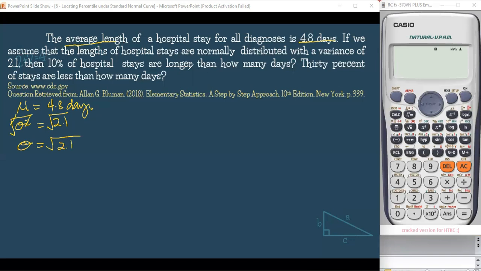So available din po si 10%. So sabi dito, 10% of hospital stays are longer. So pag sinabi po nating longer, ano po siya? Upper 10% or lower 10%? So since longer siya, this is upper 10%. So upper 10% is also known as the 90th percentile. Alam po natin kapag 90th percentile in decimal, that is 0.90. So using our table, hahanapin po natin kung saang part po si 0.90 dyan.